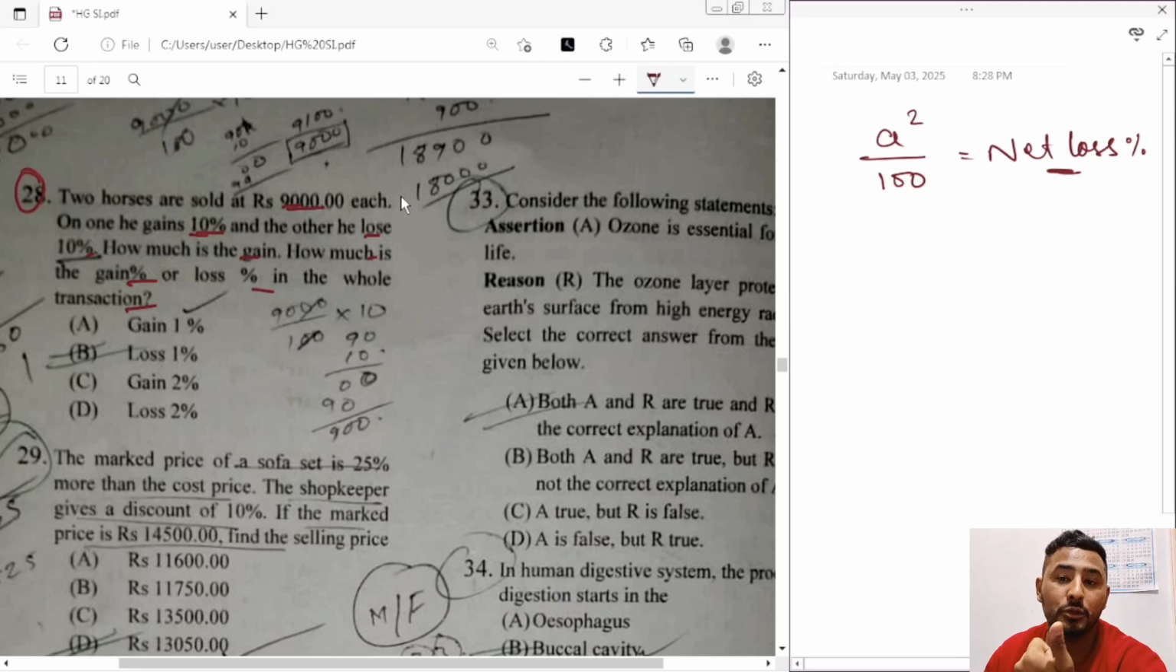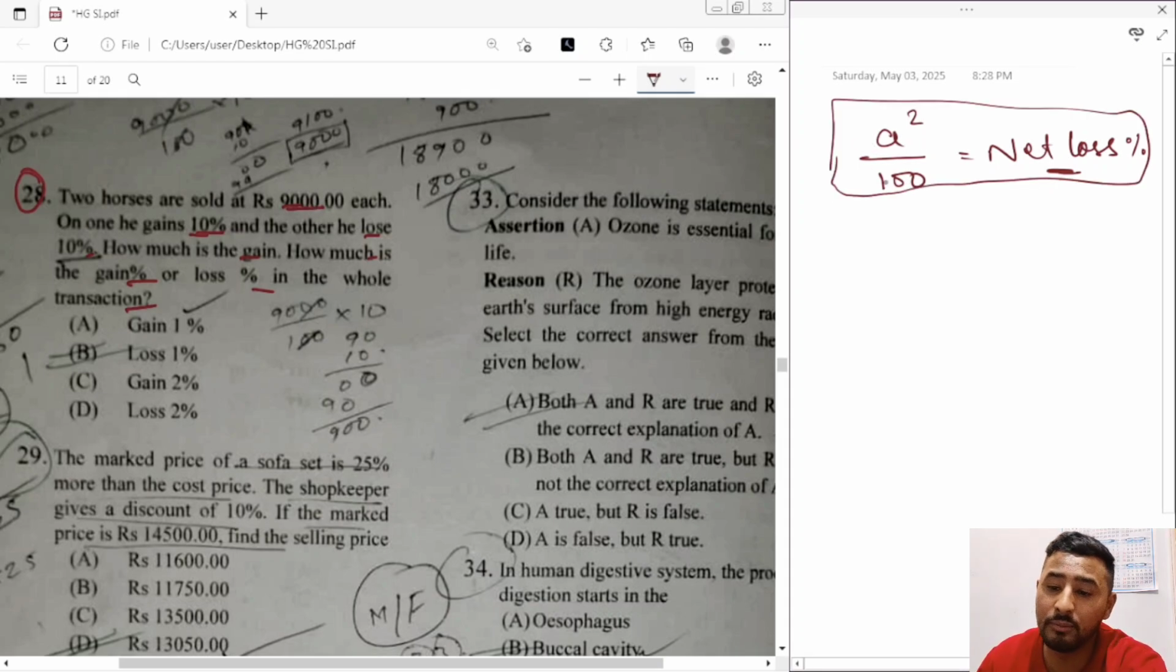When there are two horses sold for the same price, SP is same 9,000 for both, and in one he gains 10% and in the other he loses 10%, you should use this formula. This will always be a net loss. So what will be A here? This is 10%. So you just do 10 square by 100.